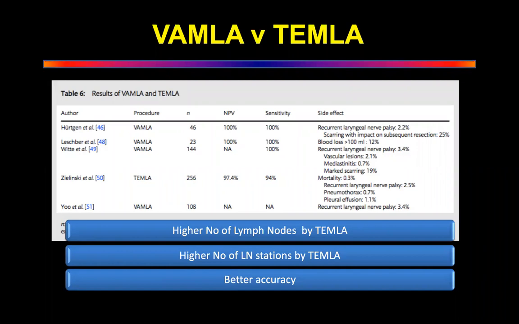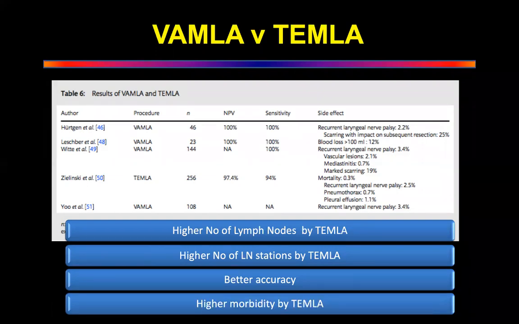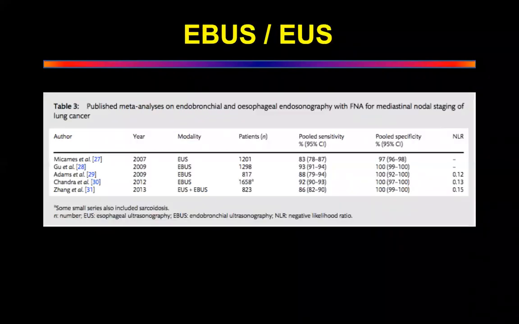So if somebody tells you what is the cons of TEMLA, then you have to talk about higher injury to surrounding structure, and cosmesis is not good with TEMLA, okay? So the morbidity is higher by TEMLA. This is quite important. Again, if I hand you a video mediastinoscope, I will ask you, why VAMLA, why TEMLA, what is the benefit of VAMLA, what is the benefit of TEMLA? So you must know this, it's quite important. And you must always say, according to literature. Okay, this is all published literature. Nothing that I'm saying is off the top of my head.